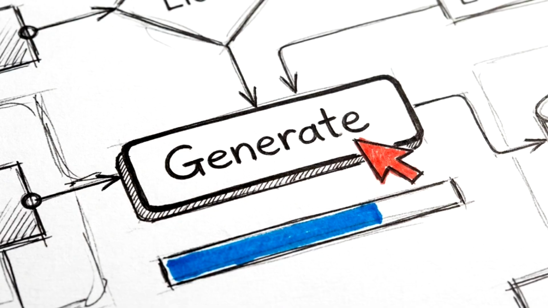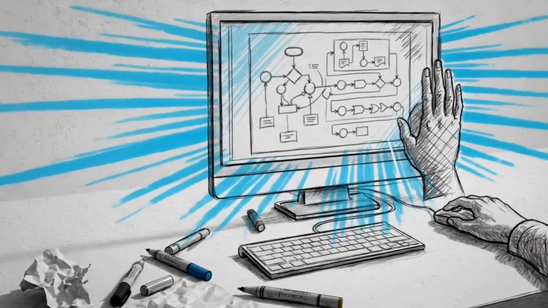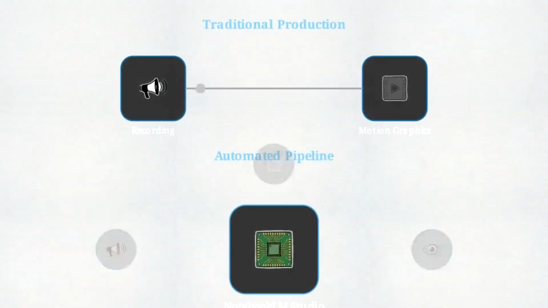Click Generate. Notebook LM will now render a cohesive whiteboard video with a synchronized voiceover and timed animations in a single step. By batching the script processing in a dedicated notebook, you allow a free tool to generate a clear, technical explainer that would normally require separate software for recording and motion graphics.